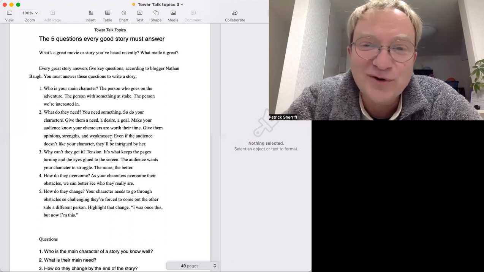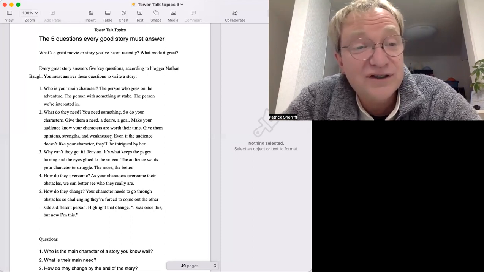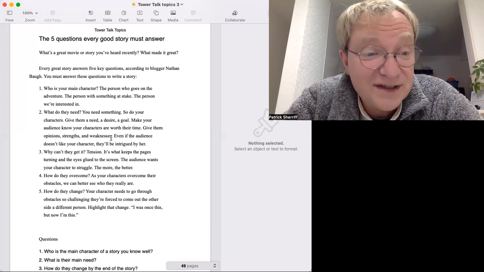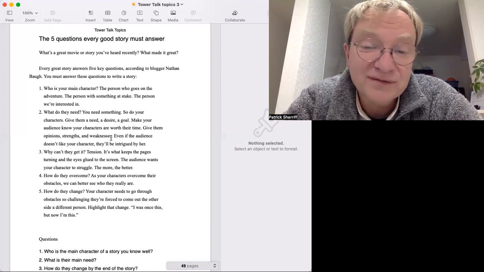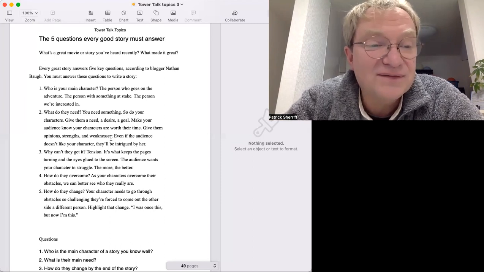Right? Well, that's a simple story, Cinderella. But I think every story, every good story, has these five elements. So maybe next time you watch a movie, see if they have these five elements.